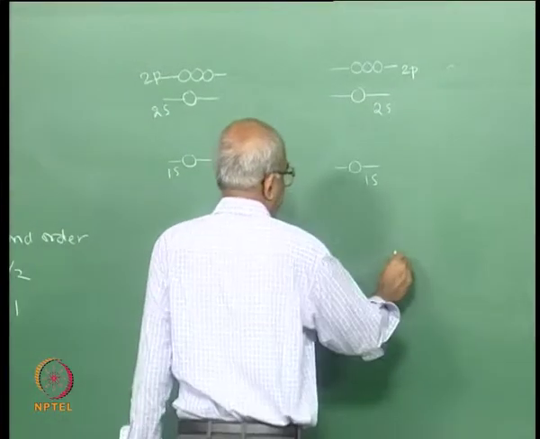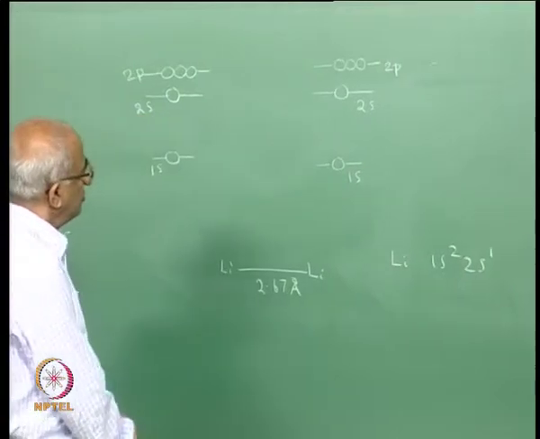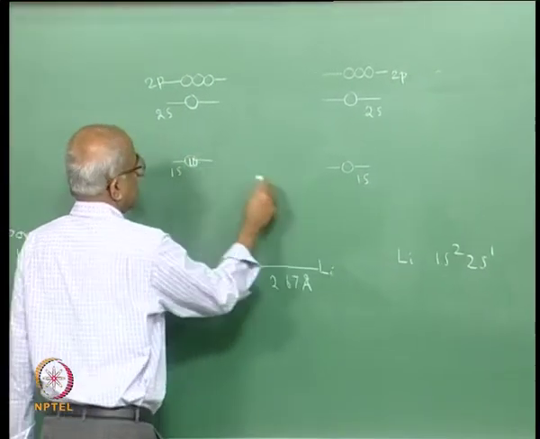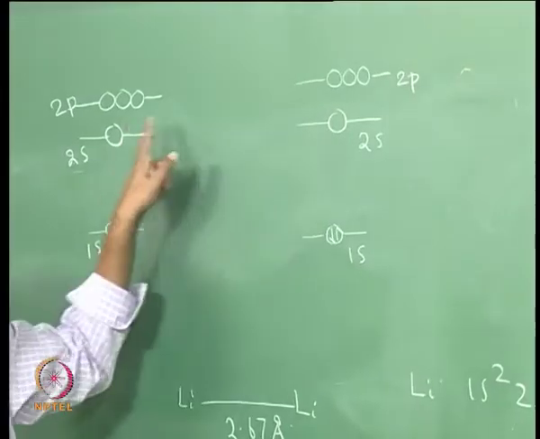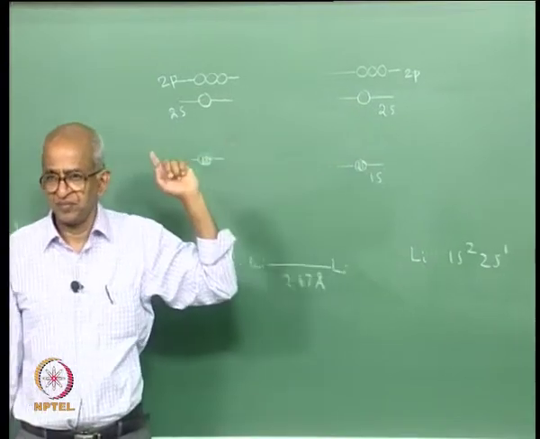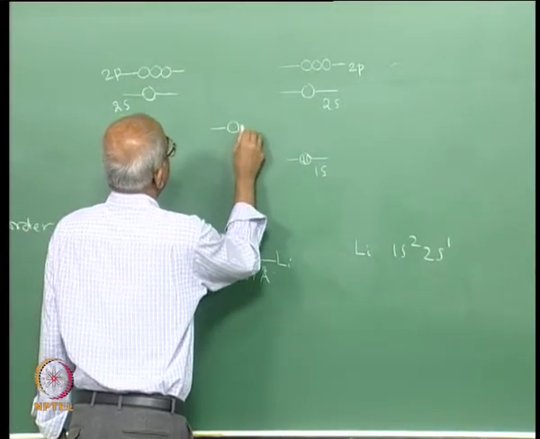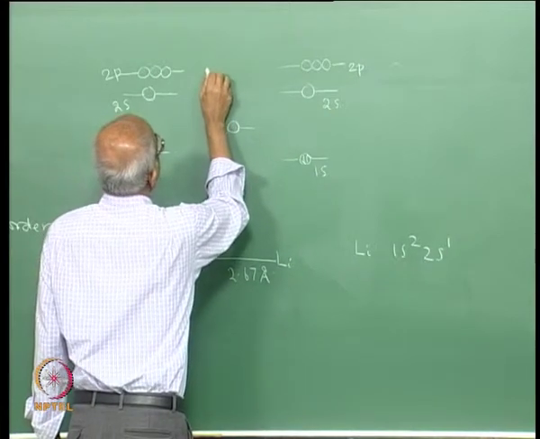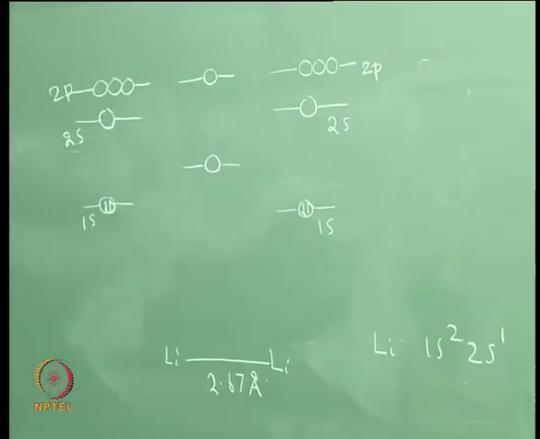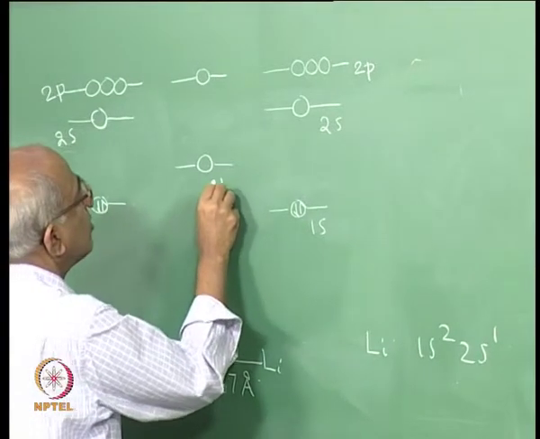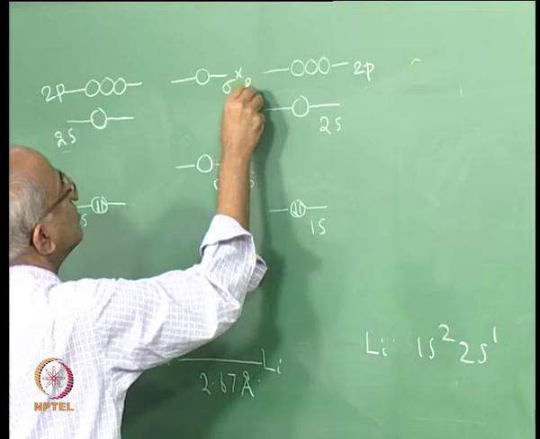The electron configuration of a lithium atom, of course, is 1s2, 2s1. So, this is going to be occupied with 2 electrons, that also is going to be occupied with 2 electrons, but then you have the 2s of this atom interacting with the 2s of that atom. So, what will they do? They will combine to give you a bonding orbital, and they will also give you an antibonding orbital. Let me call this sigma g 2s, and let me call this sigma u star 2s.